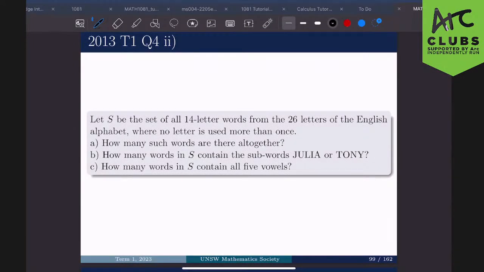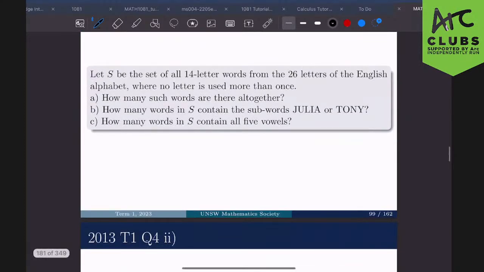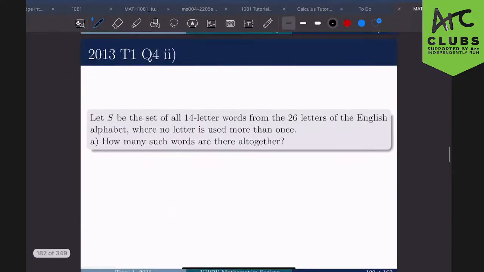And now we'll be moving on to some traditional perms and coms. This is the full question. We'll just move on to question A. How many words are there altogether? We see in the question here, no letters used more than once, so there's no repetition.